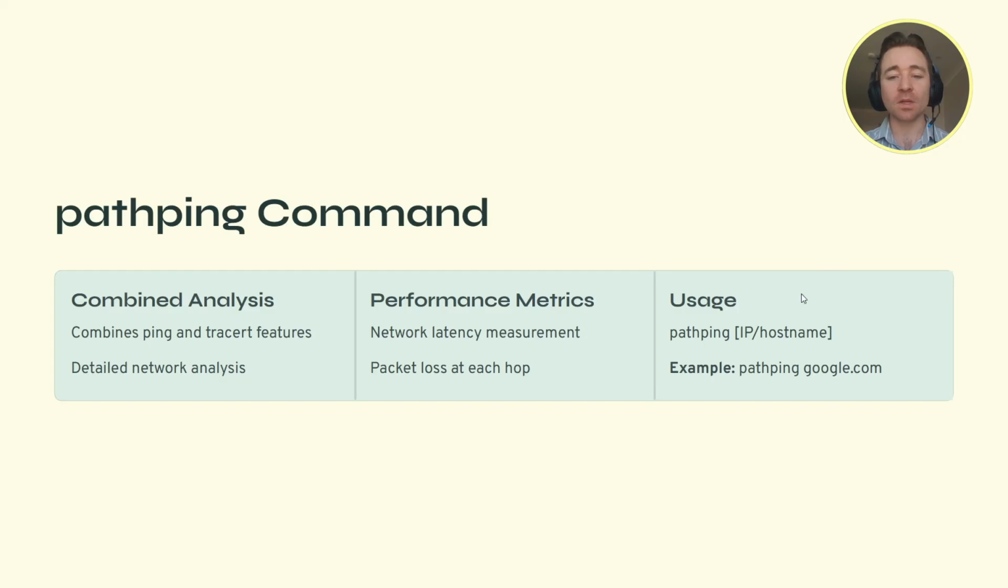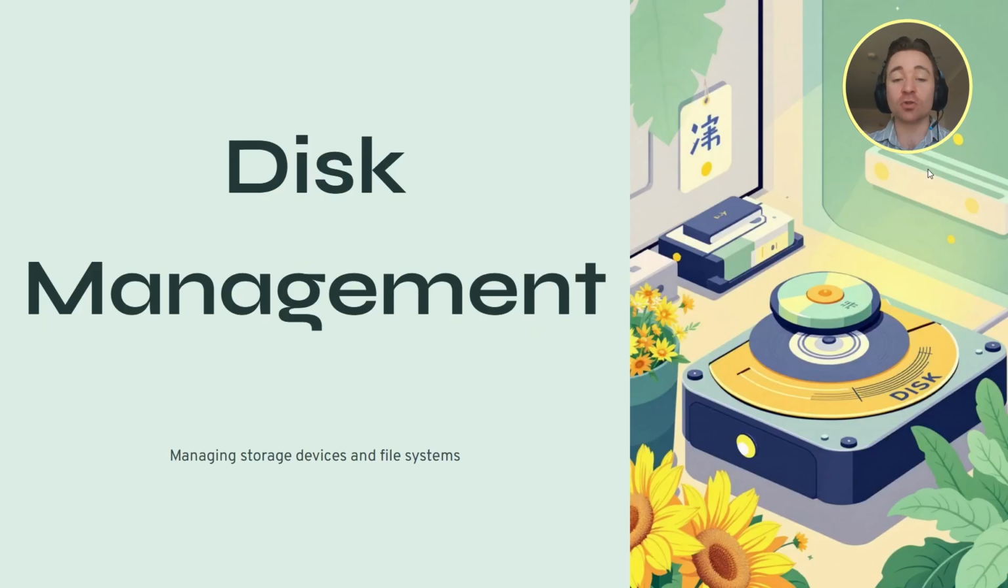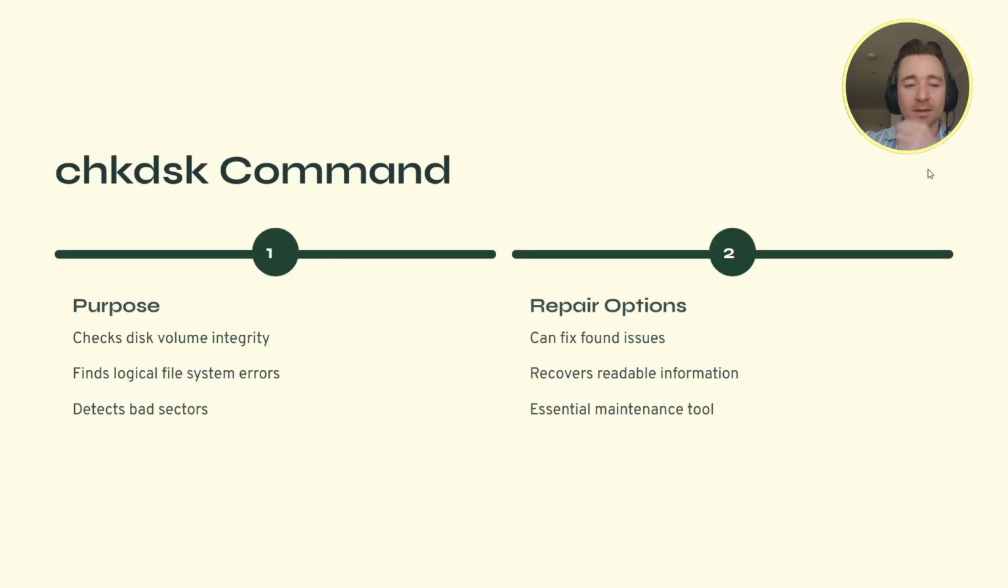Now, let's go ahead and go to disk management related commands. So the first thing is check disk, CHKDSK. This checks the disk volume integrity, it finds logical file system errors, and it detects bad sectors. So look, I'm not necessarily going to show you each of these because there's not much to show, to be honest. You just need to know what they do and when you would use them.